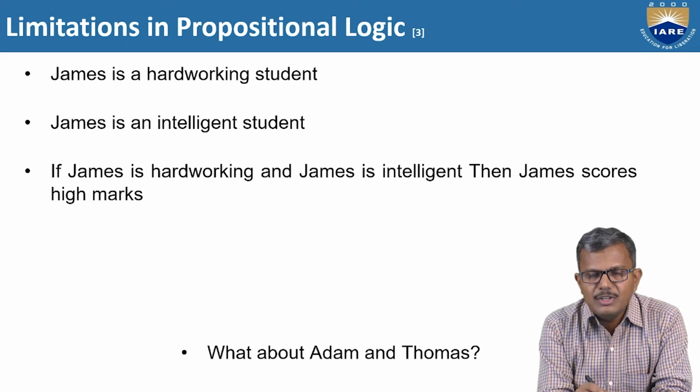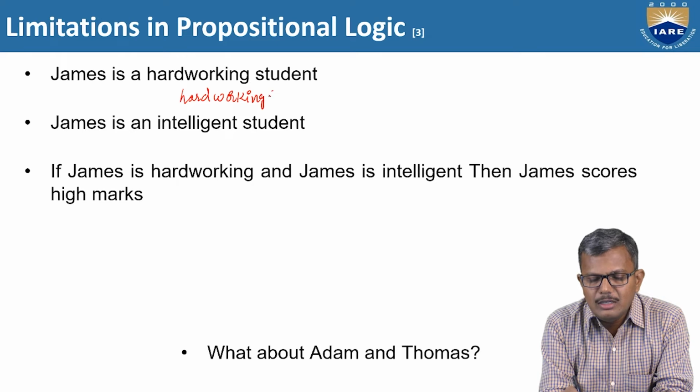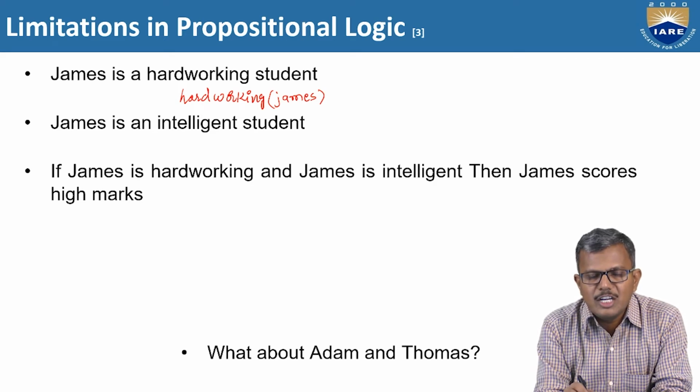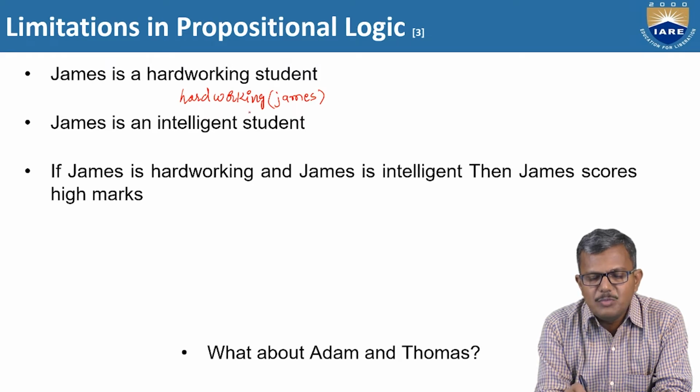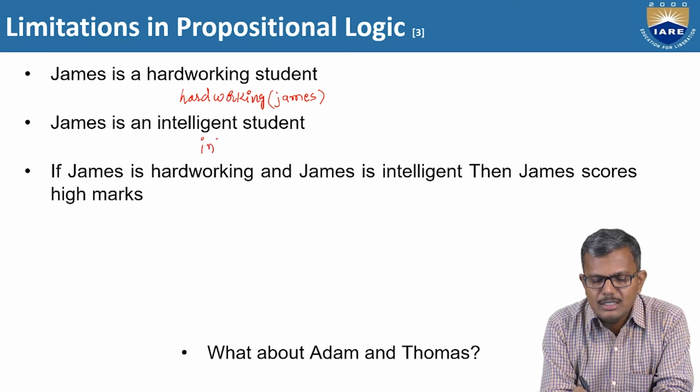If it is a sentence saying that James is a hardworking student, generally how we represent this one, we represent that hardworking will become some kind of relation, and this hardworking we are talking all about James. So in propositional logic, in the simple way, you can represent the statement James is a hardworking student as simply hardworking, and in the bracket James. Similar to that, if the other statement is James is an intelligent student, simply you can write it as intelligent. Who is intelligent here? James is intelligent.